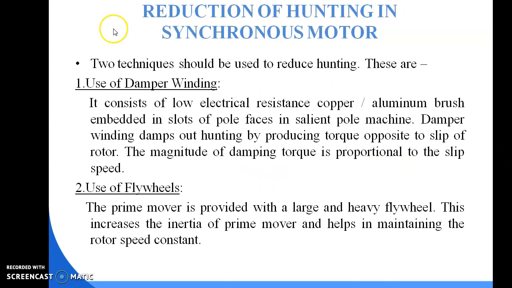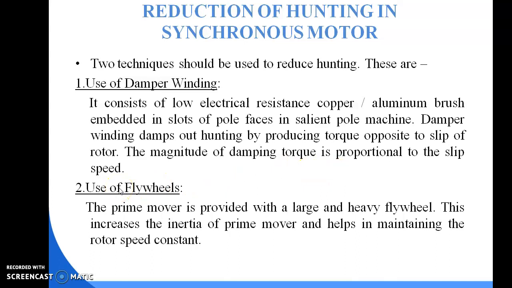Now, how to reduce the hunting? Two techniques can be used to reduce hunting. Number 1, by using damper winding. It consists of low electrical resistance copper or aluminum bars embedded in slots of pole faces in salient pole machine. Damper windings damp out the hunting, the unwanted oscillations, by producing torque opposite to slip of the rotor. The magnitude of damping torque is always proportional to the slip speed.